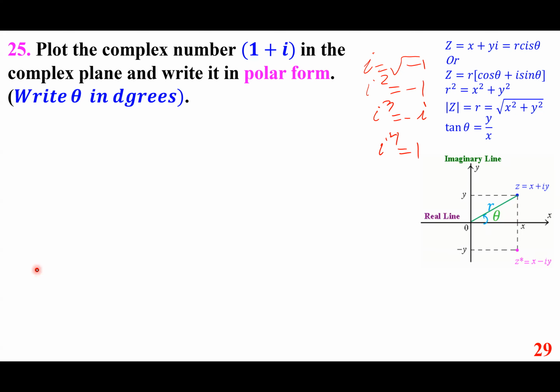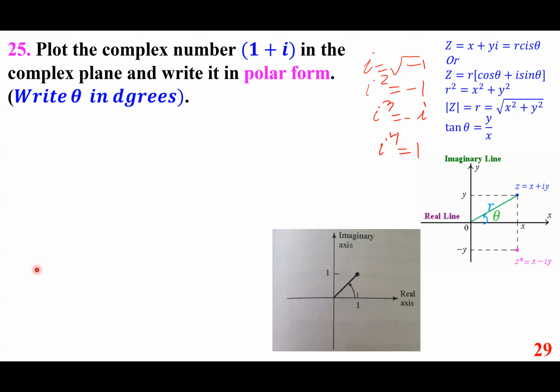And so we need to find r, which is the square root of x squared plus y squared. As far as the plotting is concerned, one along the x-axis, or the real axis, and one along the y-axis, or the imaginary axis, gives us this location. And now we are going to calculate r.